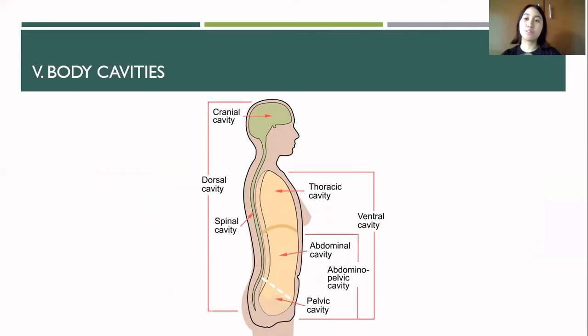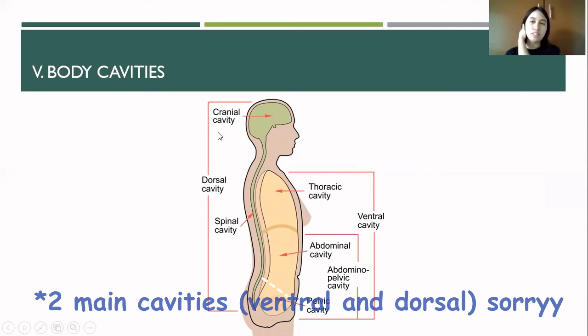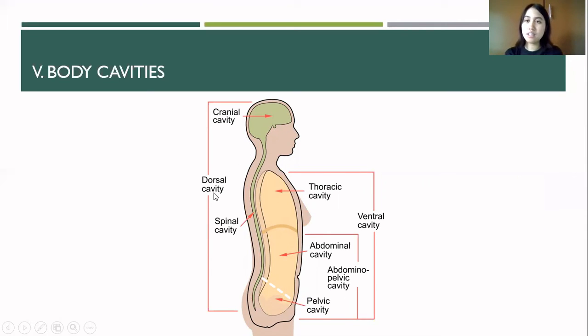Next, we will go on to the body cavities. The body cavities are mainly divided into three body cavities that also have specific cavities under them. In our human body, we have the front and the back, so there is a cavity called the ventral and the dorsal cavity. Ventral cavities are located at the front of your body, and dorsal is located at the back of your body.